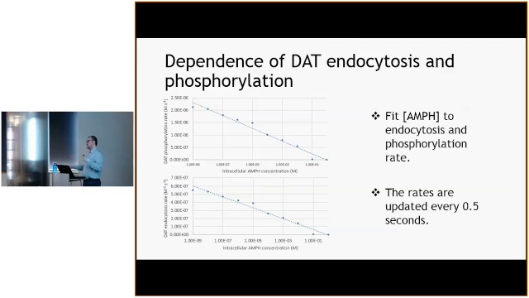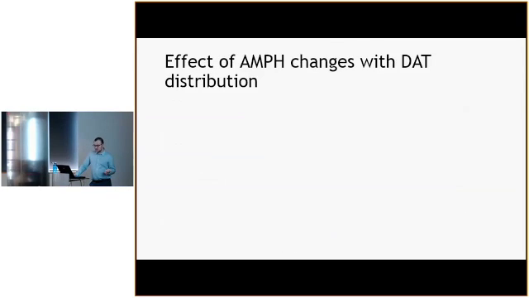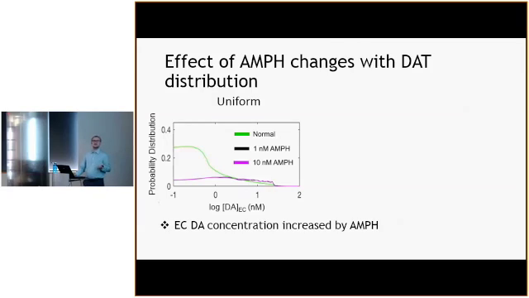And then after every half-second cycle, it keeps going, and that will be just like an online update on the rate of amphetamine-induced endocytosis and phosphorylation in a spatial setting, because we are adding the diffusion of the amphetamine to a reaction model. And basically, we tried this in two different settings. First, uniform, which is not realistic, but we just wanted to see the limits of the model.